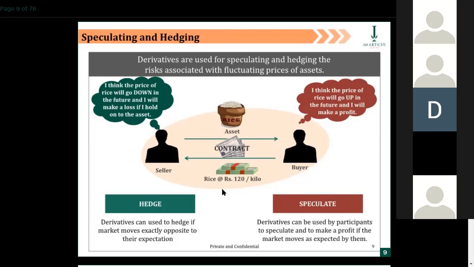If both the parties have got the same thought, then this contract can't be signed. Because unless you have a different opinion about the same thing which the other party has got, you would not be able to do the contract. That is how you're doing the contract.